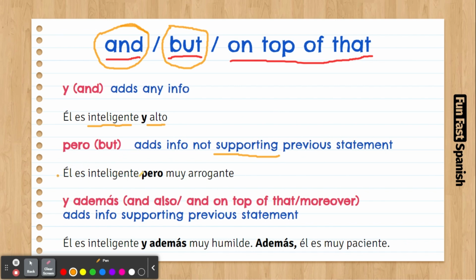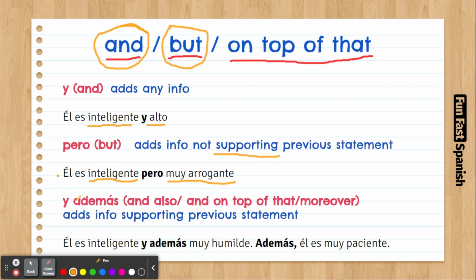Él es inteligente, pero muy arrogante. So here the previous statement is like he is intelligent. Good. But very arrogant. So this is not supporting much what happened before, right? So this is a way to add information not supporting the previous thing you said. And this is exactly the same as in English, right?